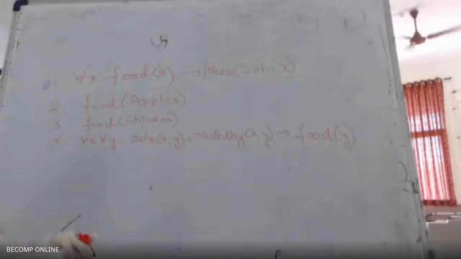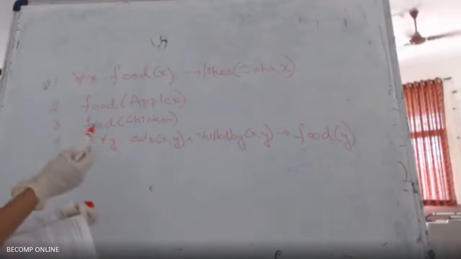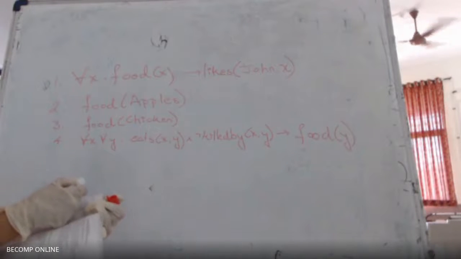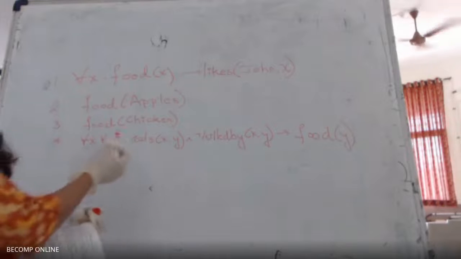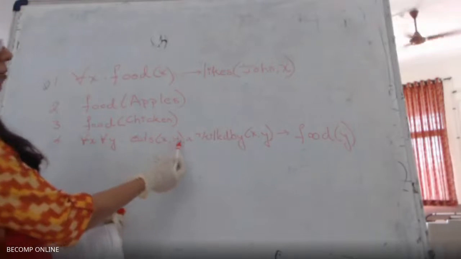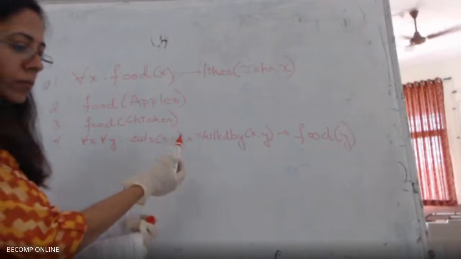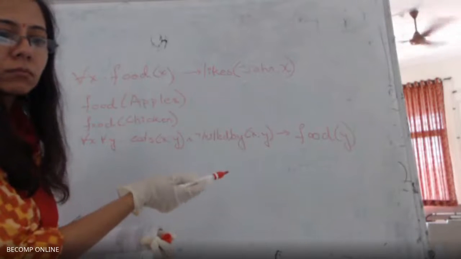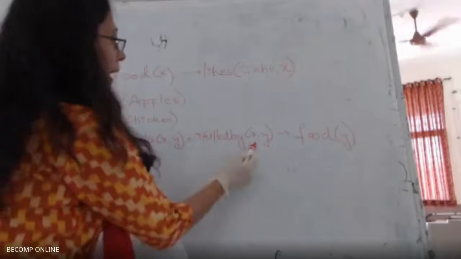Yes, now clear. See, what is the sentence that is given? Anything anyone eats and isn't killed by is food. So for all x, eats x comma y, is it clear now? I reply it Yes, ma'am. And not killed by x comma y implies food y.